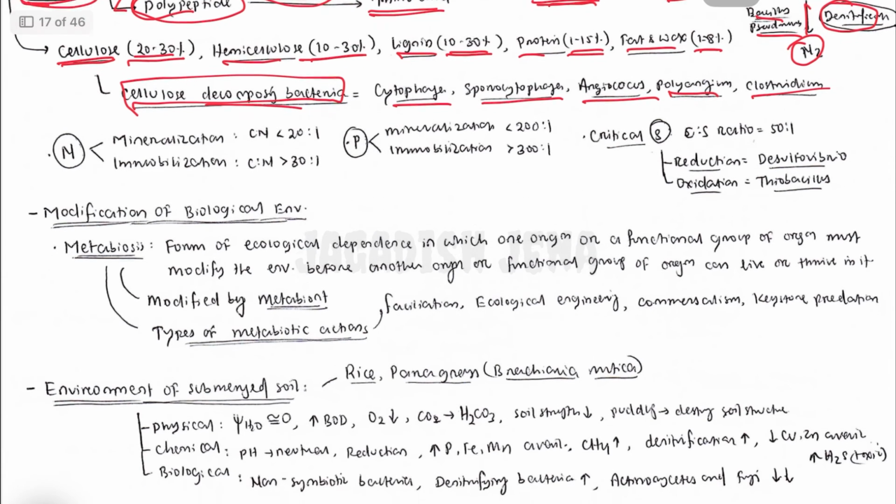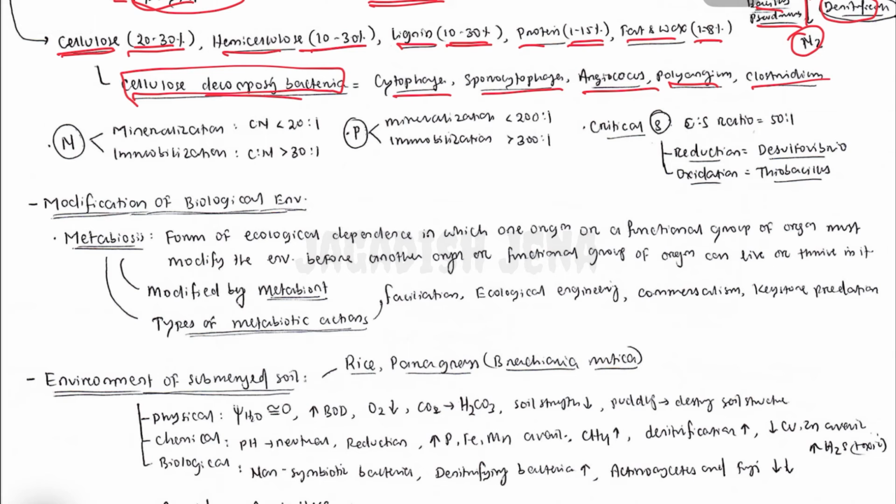So there are two concepts of nitrogen dynamics. One is mineralization of nitrogen. In case of nitrogen as well as phosphorus, you can find the concepts of mineralization and immobilization. When the C:N ratio of whatever organic matter we are adding is less than 20:1, then there will be mineralization. That means from complex organic matter to inorganic matter, that is, from unavailable form to available form.